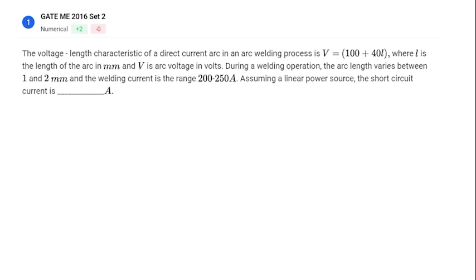Should I solve this question? Next you will try. 1 minute. For 20, 4? 25. Yeah, correct.